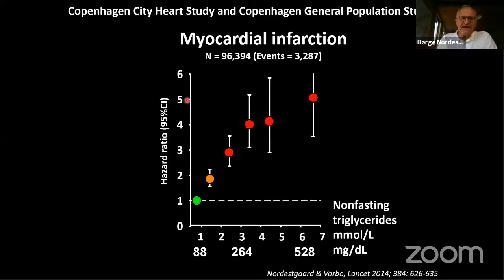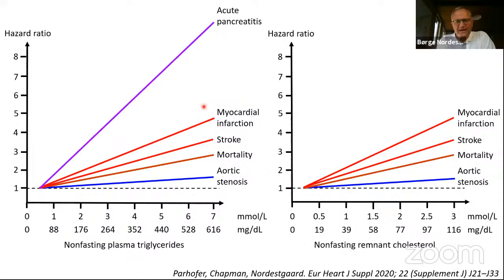And I tried on this slide, in a paper co-authored with Parhofer and Chapman, to show that from all our data in Copenhagen, when triglyceride goes up, and we also showed for non-fasting remnant cholesterol, which of course is the cholesterol content in the triglyceride-rich lipoproteins, then there's a steep increase in all these events. So pancreatitis actually goes up the most, but the absolute risk of pancreatitis is lower. And then myocardial infarction is the most important, then stroke, all-cause mortality, and even aortic stenosis, whether you look at plasma triglycerides or remnant cholesterol.